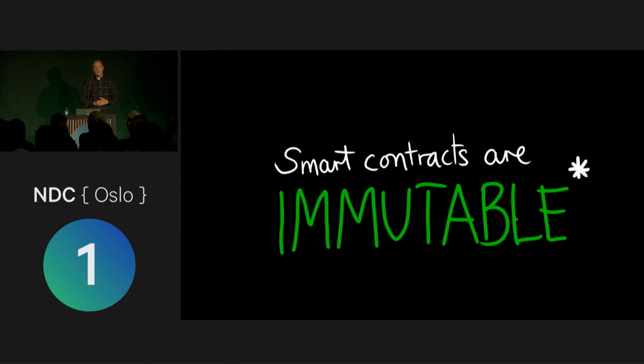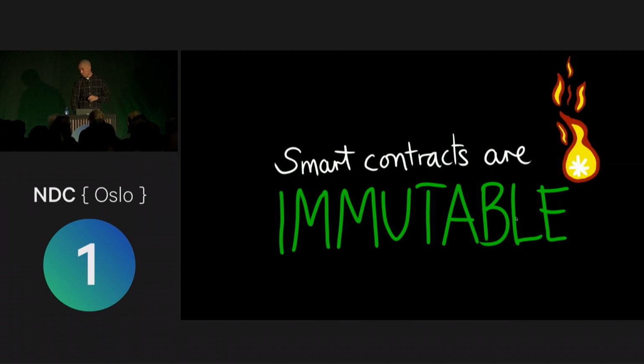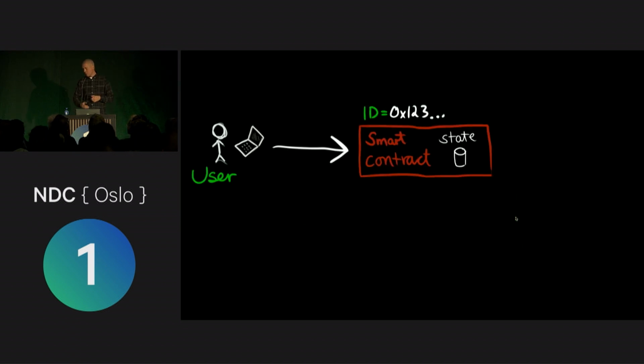So in the end now, I just want to revisit something I said in the beginning, and that is that smart contracts are immutable. And it turns out that's not entirely true. The code itself is immutable. You can't change the code. But what do I mean? Well, let's say you have a smart contract like this.